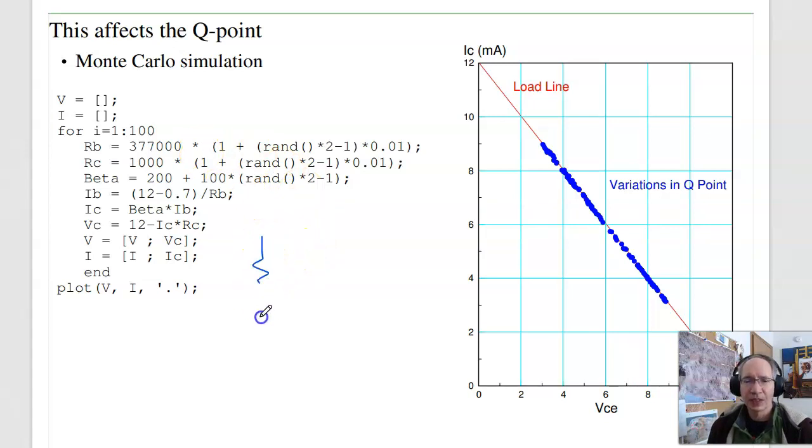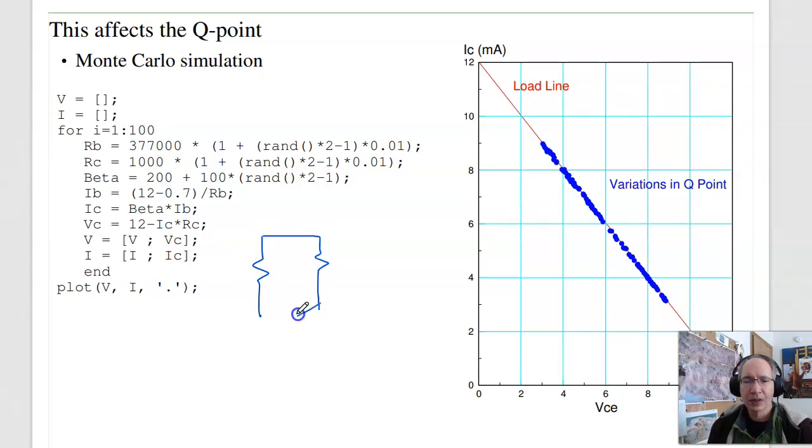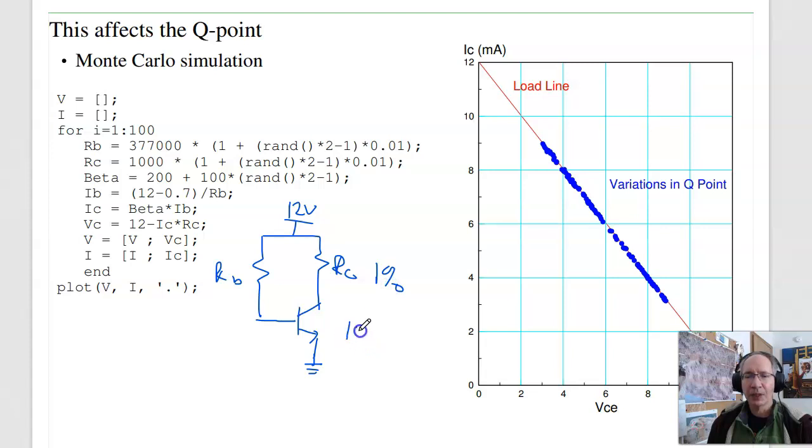Again, what I've got is this circuit. So here's my transistor, going to ground. Here's your RB. Here's RC. Here's 12 volts. Suppose these resistors have a 1% tolerance, and beta is between 100 and 300. What are you going to get for the actual operating point, the VCE and IC? Monte Carlo says, let's build 100 circuits with random numbers.